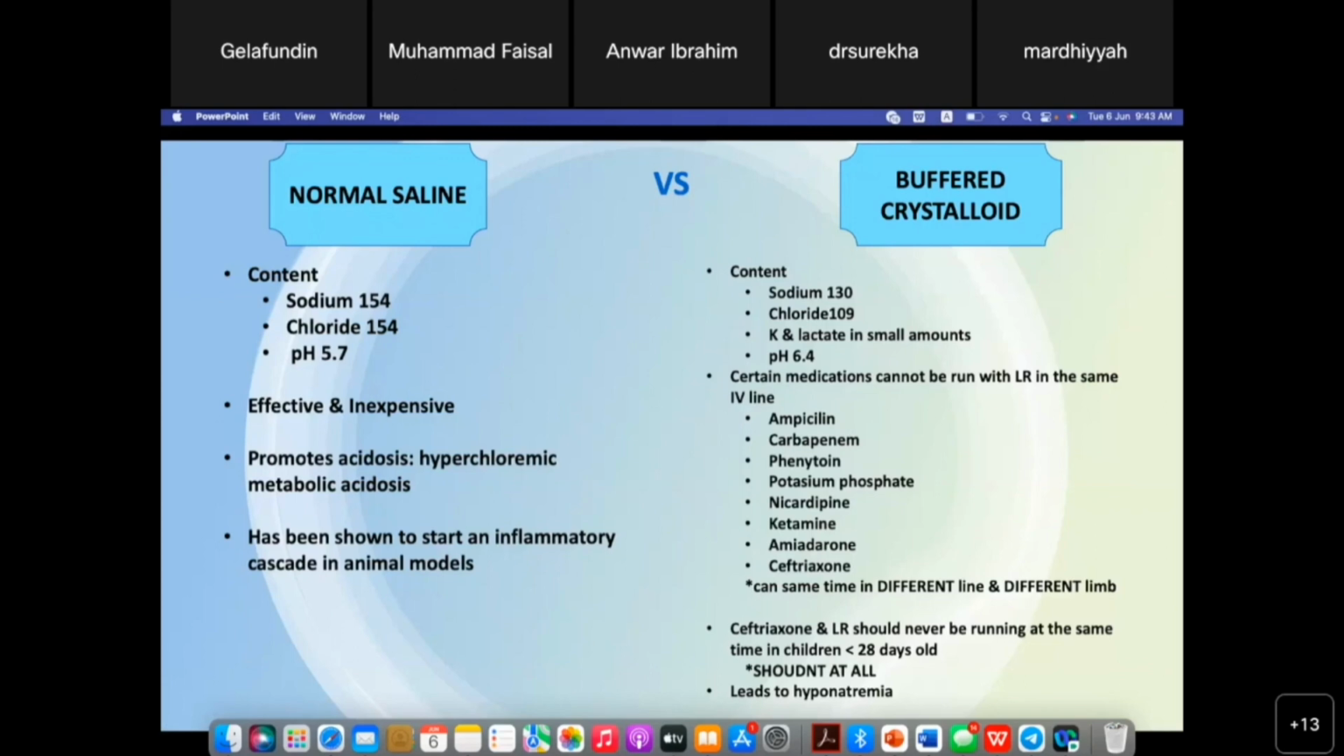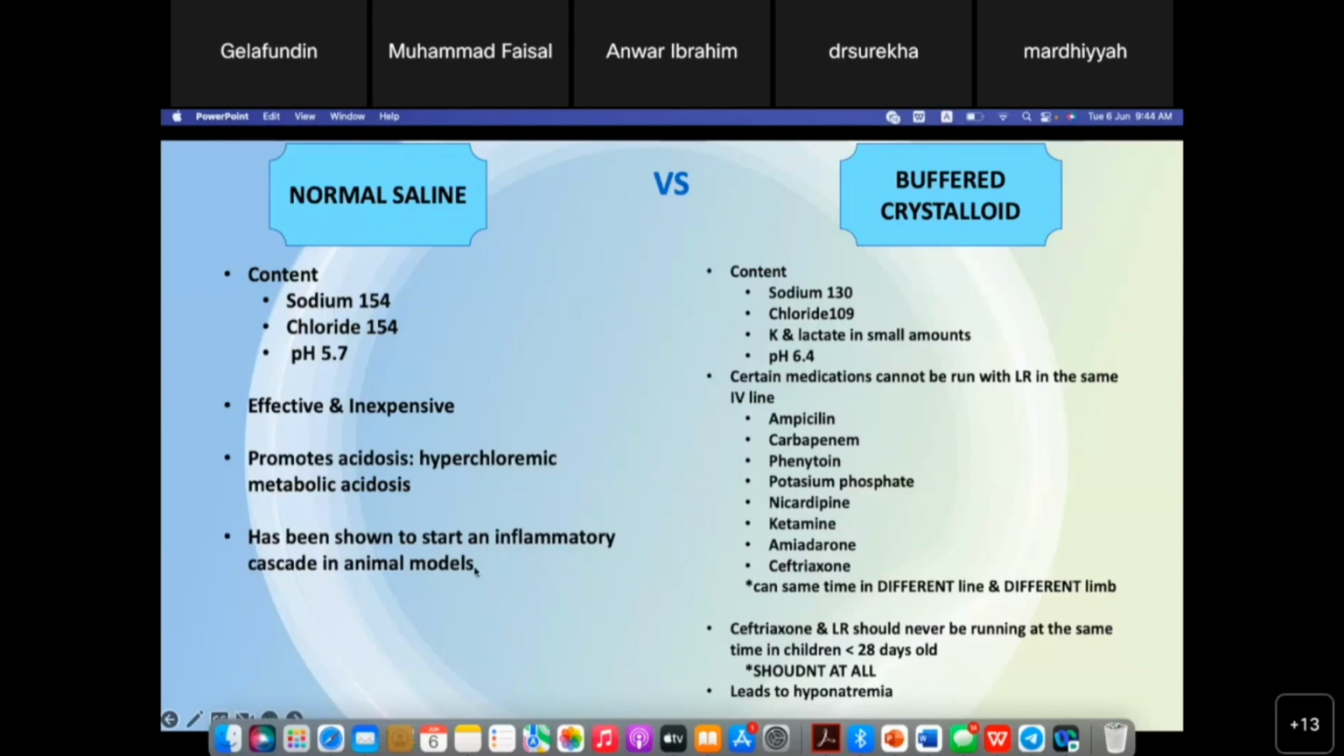Okay, other things about normal saline is that because of the high content of chloride, this can cause renal vasoconstriction, which can lead to AKI theoretically. And also it has been shown to start an inflammatory cascade in animal models.